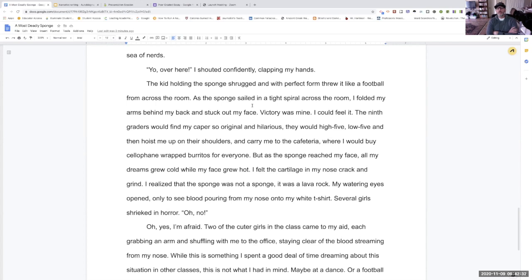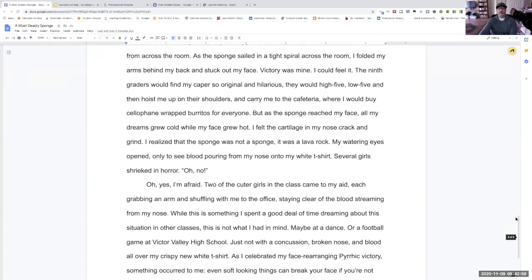But as the sponge reached my face, all my dreams grew cold while my face grew hot. I felt the cartilage in my nose crack and grind. I realized that the sponge was not a sponge, it was a lava rock. My watering eyes opened, only to see blood pouring from my nose onto my white t-shirt. Several girls shrieked in horror. Oh no! Oh yes, I'm afraid. Two of the cuter girls in the class came to my aid, each grabbing an arm and shuffling me to the office, staying clear of the blood streaming from my nose.